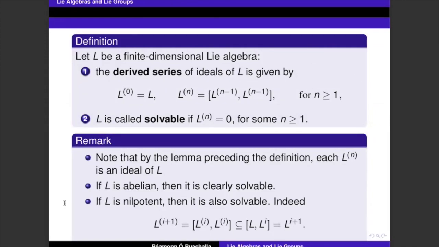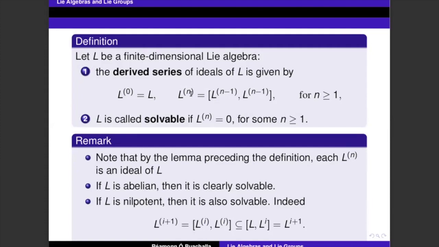define a solvable Lie algebra. So let L be a finite dimensional Lie algebra. The derived series of ideals is given by L0 defined to be L itself. And then L^n is defined recursively. For each element in the series, you take the previous element and take its commutator, or its Lie bracket.